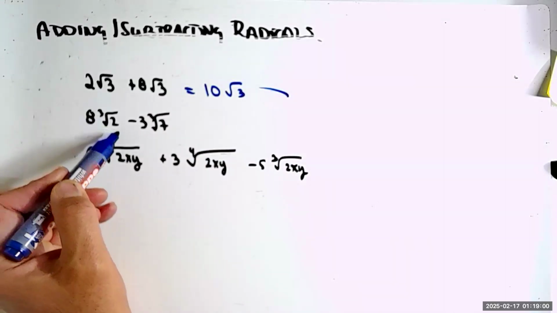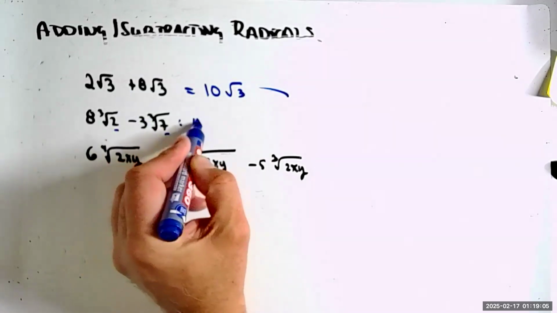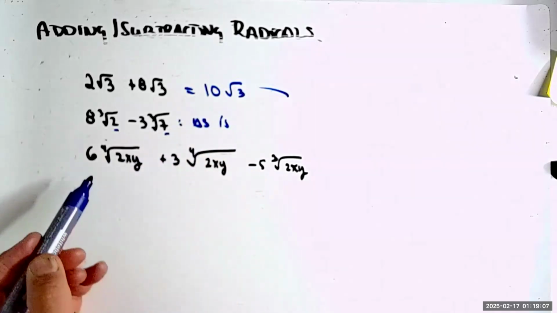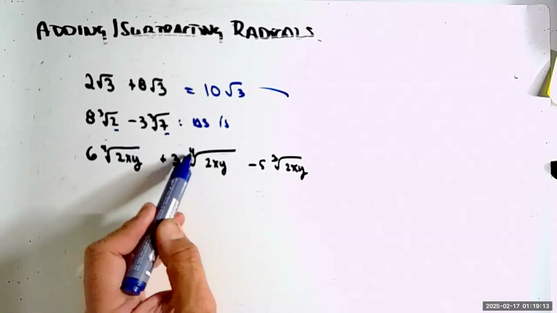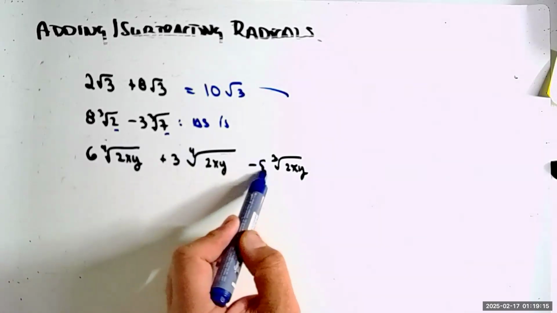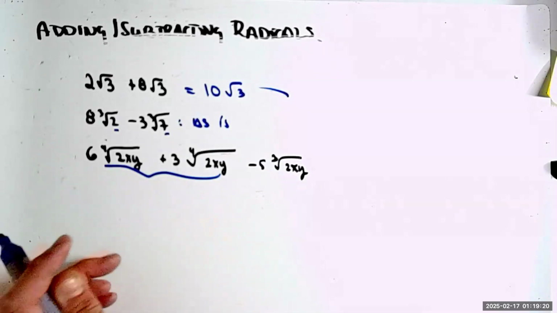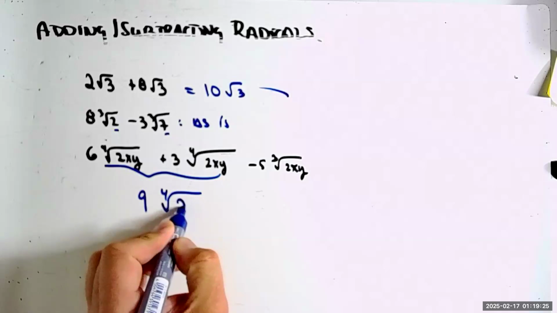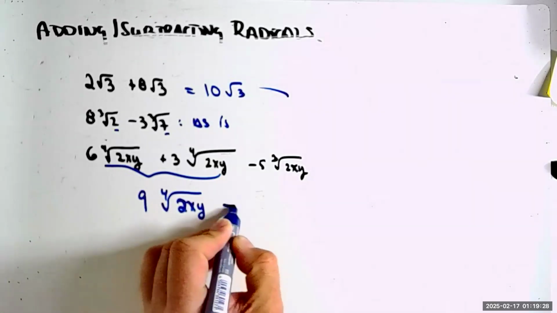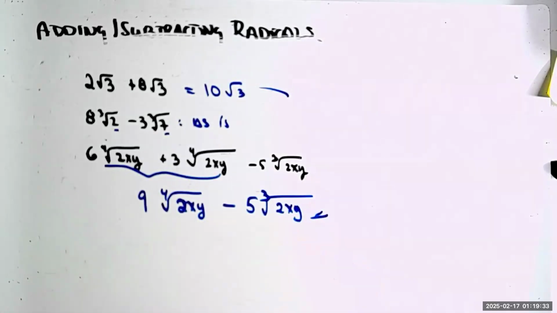8 cube root of 2 minus 3 cube root of 7. The indices are different, so we leave this as is. We have here 6 times the fourth root of 2xy, 3 times the fourth root of 2xy, 5 cube root of 2xy. Only these two may be combined. So 6 plus 3 gives 9 fourth root of 2xy minus 5 cube root of 2xy, and we leave it like this. And that will be it.